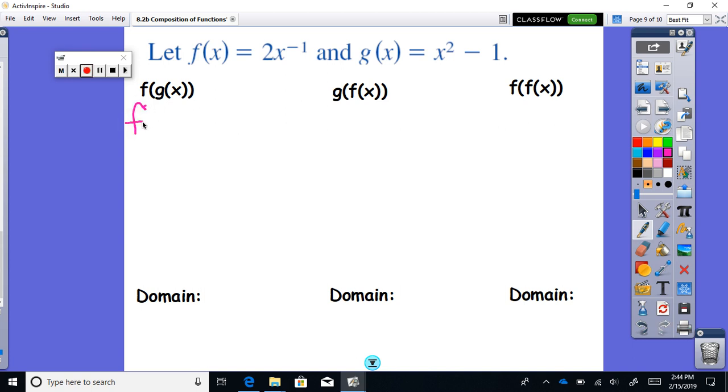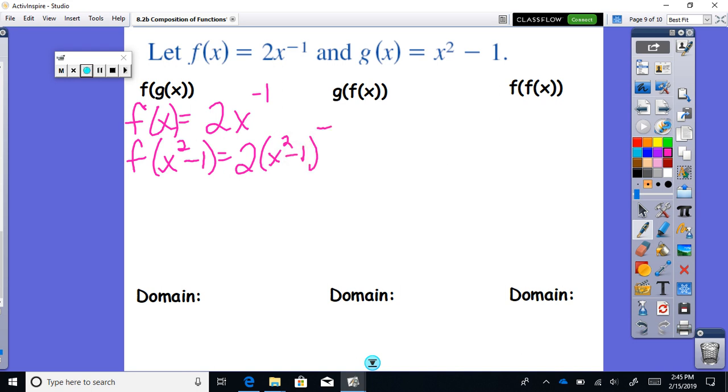So here it starts with f, so f comes first. So I always start with f of x equals 2x to the -1. Then plug in g of x. So I'm going to have x squared minus 1. So I'm going to have 2, and then wherever I have an x, I now have an x squared minus 1. Now remember a negative exponent, that's going to take that expression and bring it down here and make it a positive exponent. So x squared minus 1 to the positive 1 is just x squared minus 1. This is my new function.